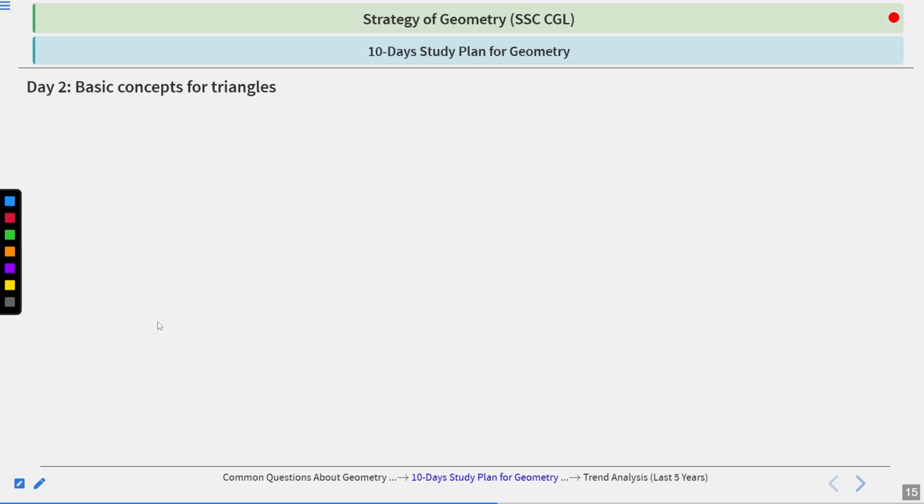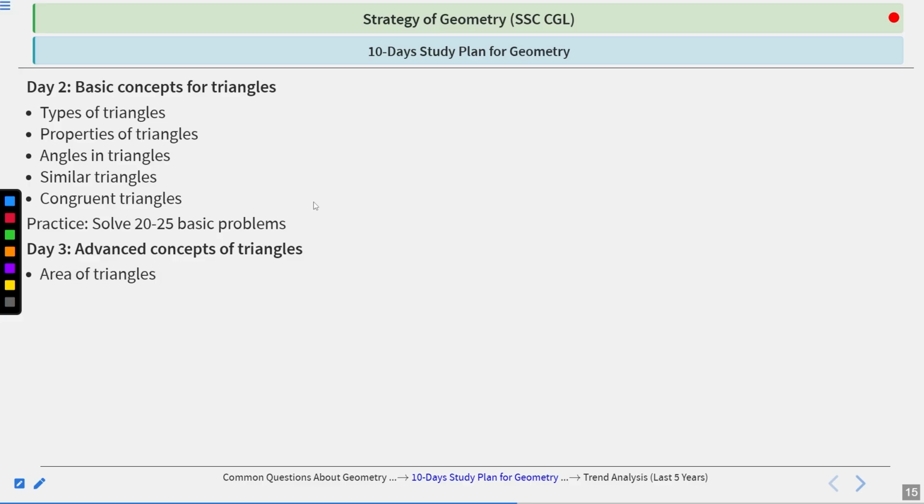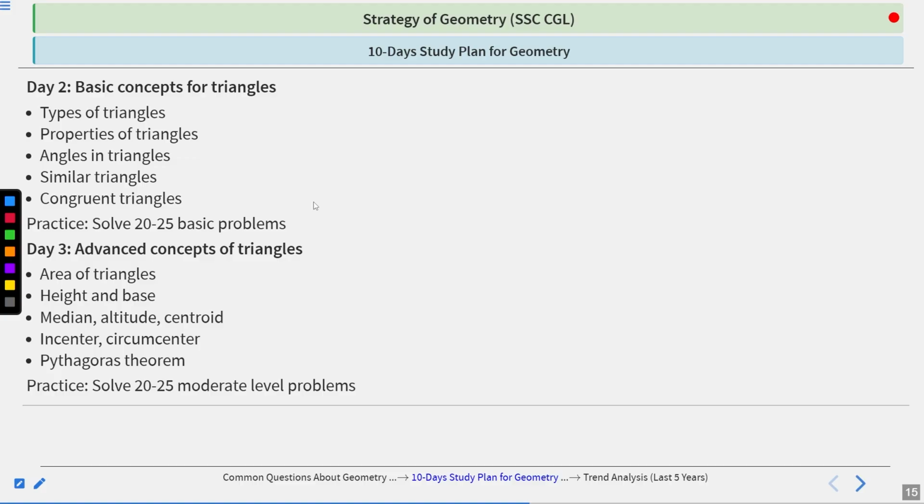Next, on day 2, basic concepts of triangles. You need to learn the types of triangles, properties of triangles, angles in triangles, similar triangles, congruent triangles. Solve a minimum of 20 to 25 questions based on these basic concepts. On day 3, you need to learn the advanced concepts of triangles, in which you learn about the area of triangles, height and base of the triangle, median, altitude, centroid, circumcenter, incenter, Pythagoras theorem, and solve a minimum of 20 to 25 moderate level problems.